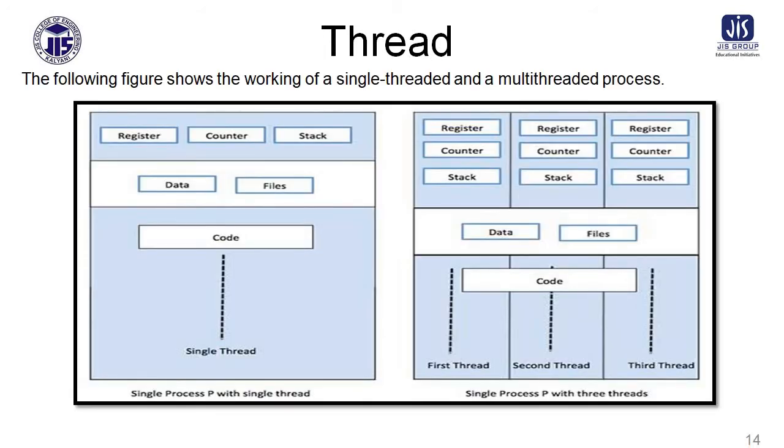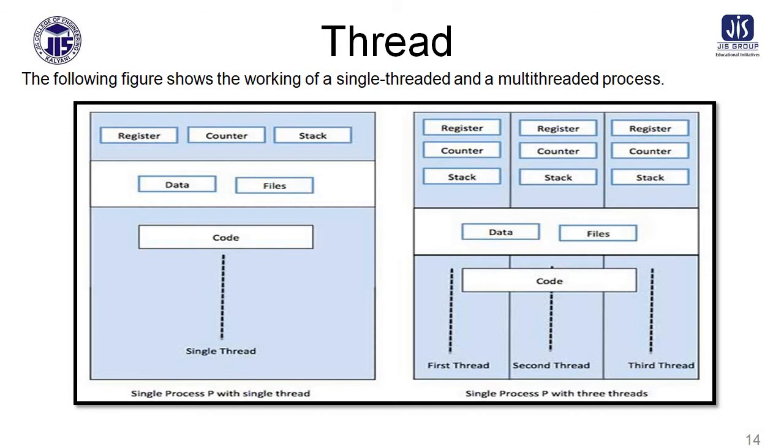The following figure shows the working of a single-threaded and multi-threaded model. In the single-threaded model, just see the left-hand side. There are registers, counters, the stack, data files, a files part, and a code segment also. So this is the single thread of code, the dotted line.